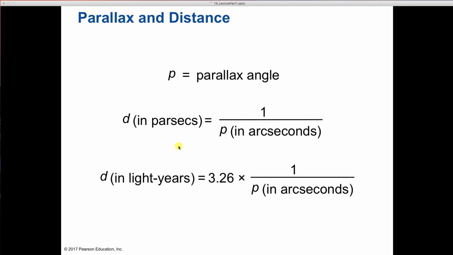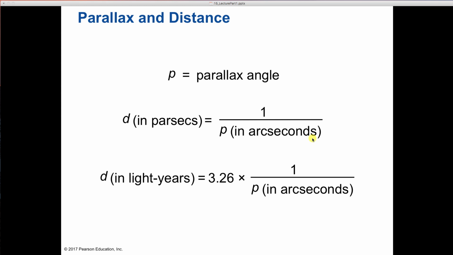What we do is define a particular distance called the parsec. In astronomy, you might have heard of distances to stars in parsecs. A parsec is the distance to a star that has a parallax angle of 1 arc second. If you remember back to angles, we can break a circle up into 360 degrees. We can break a degree up into 60 arc minutes. And then we can break an arc minute up into 60 arc seconds. So an arc second is a very small angle.